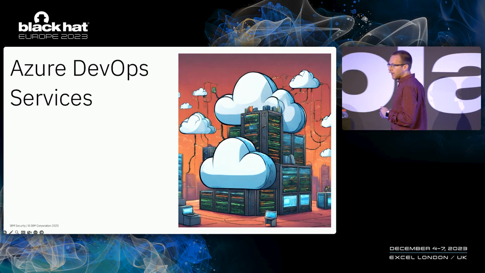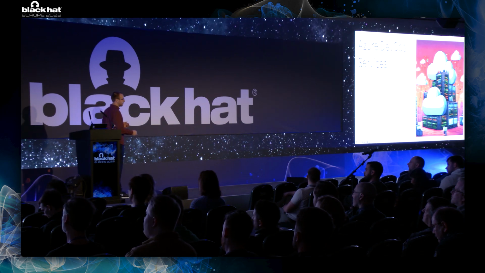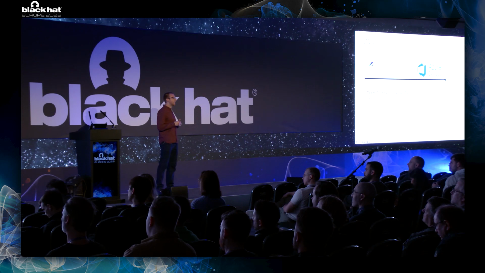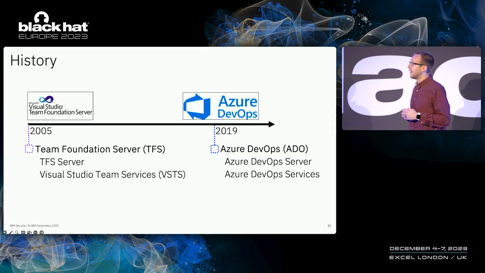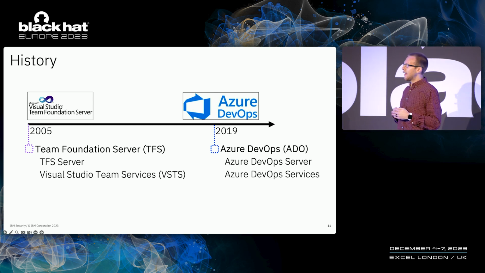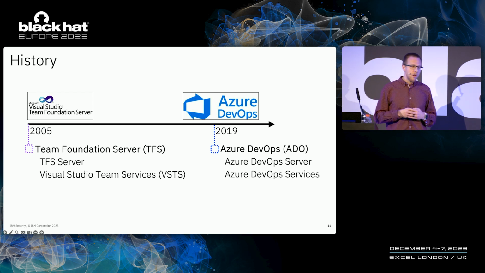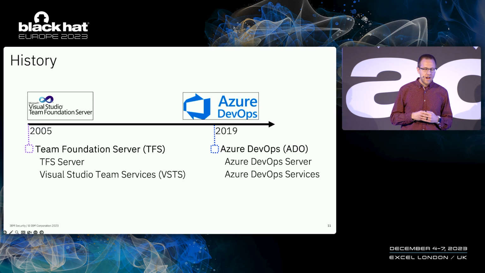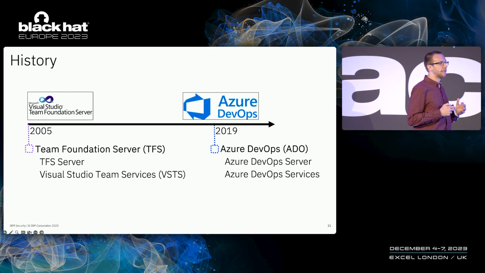So now we're going to go ahead and get started on a background of Azure DevOps Services. So a little history. In 2005, Microsoft released Team Foundation Server, or TFS, and that included TFS Server and Visual Studio Team Services. Then in 2019, they rebranded to Azure DevOps, or ADO, and that included two offerings. You have Azure DevOps Server and Azure DevOps Services.